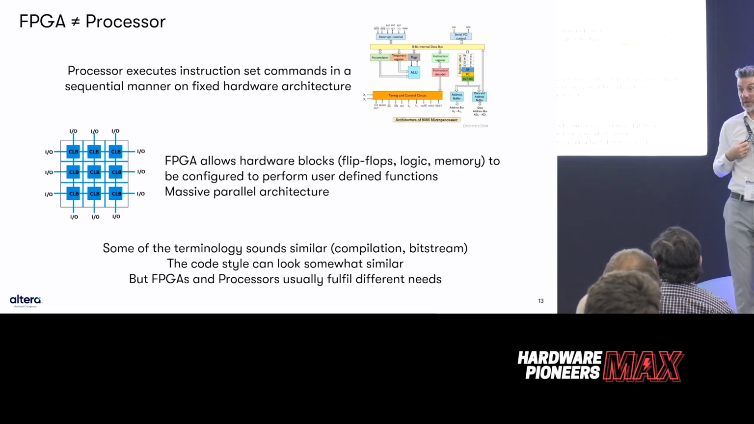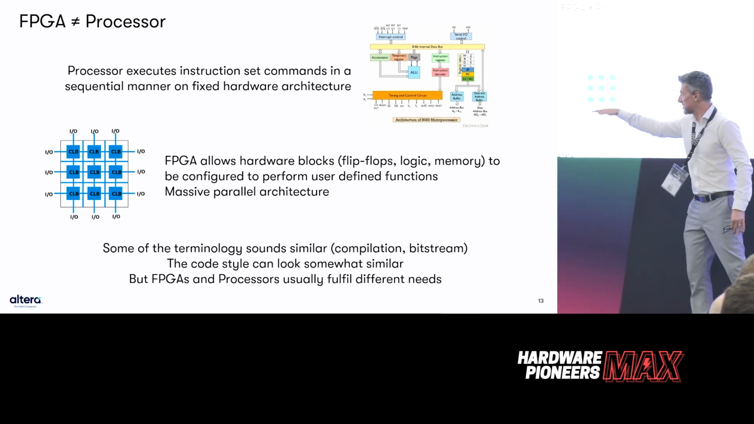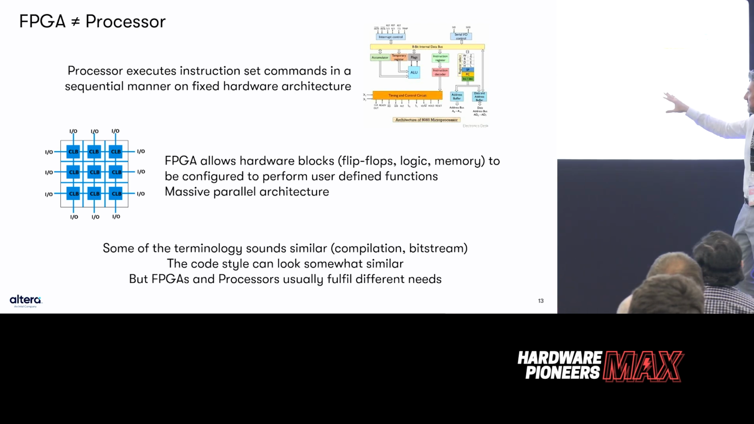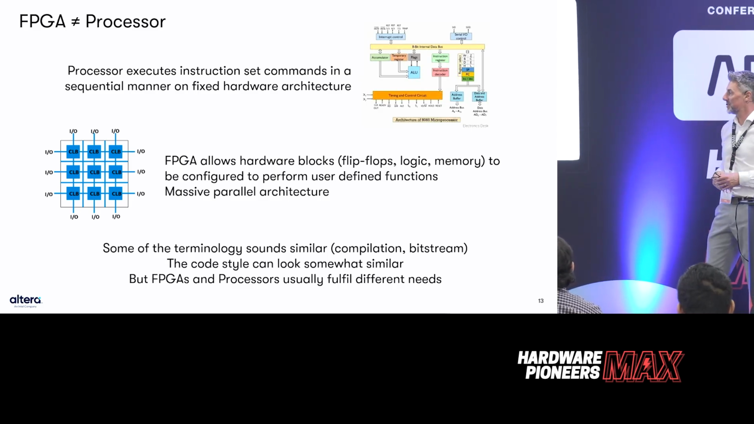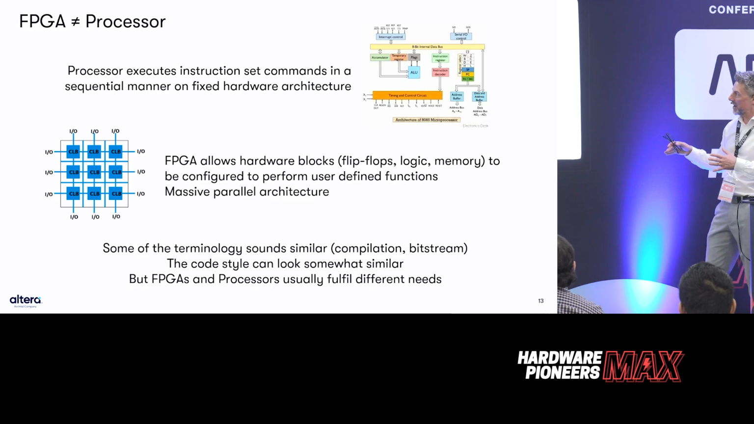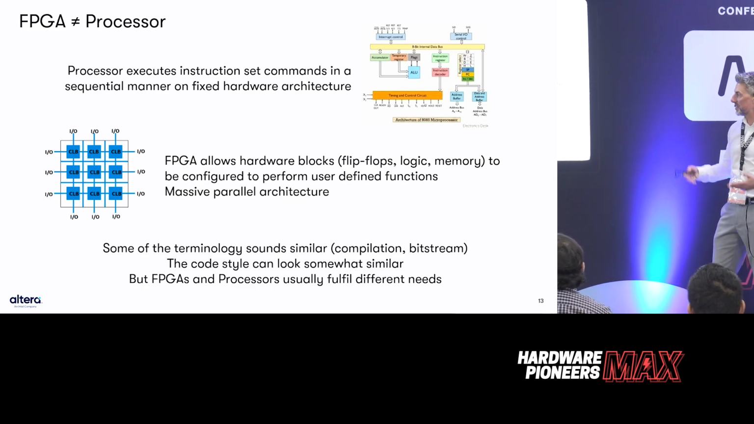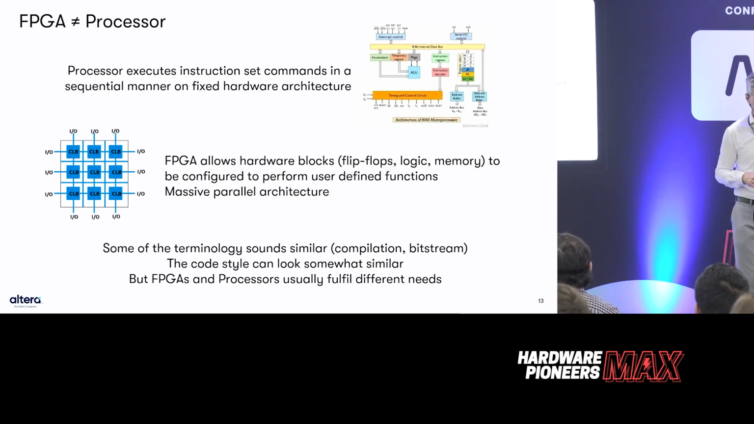So for most people, it's the parallel function. You can parallelize operations to all happen at exactly the same time on each clock cycle. So you can create massively parallel functions which run very fast and in a very deterministic way. So there are some similarities in the way you write the code, in the compilation and the bit stream flow, but underneath, it's completely different.